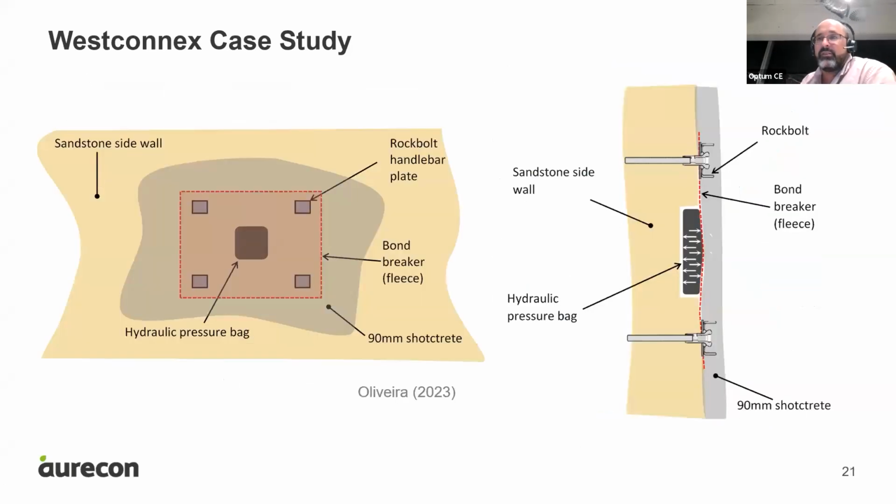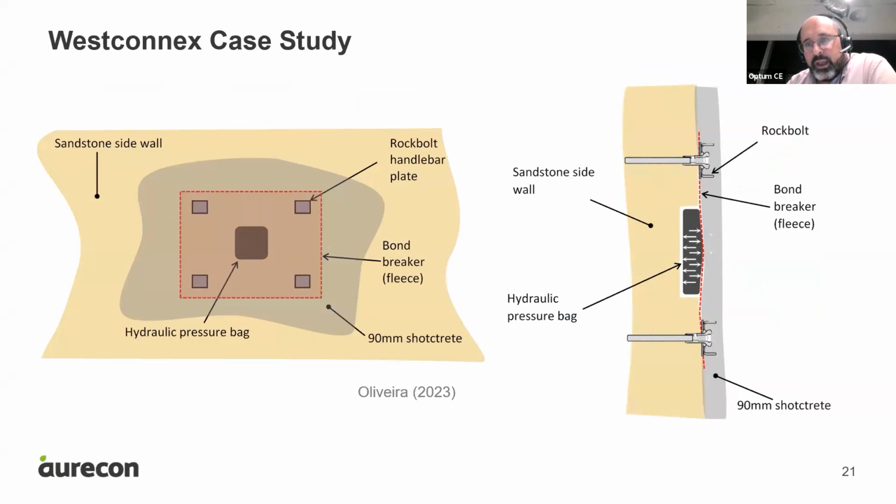We go to the field to test. So we created these tests here. We simulate the shotcrete as it happens in the tunnel. But what we did is we cut a notch in the rock where we could put a hydraulic pressure bag. So you can see here on the right-hand side, the orange is the rock. We cut a notch, we put the bag, we put a geotextile, a fleece, such that when I spray the concrete, I can break the bond. So I'm not relying on this bond or adhesion to the rock.